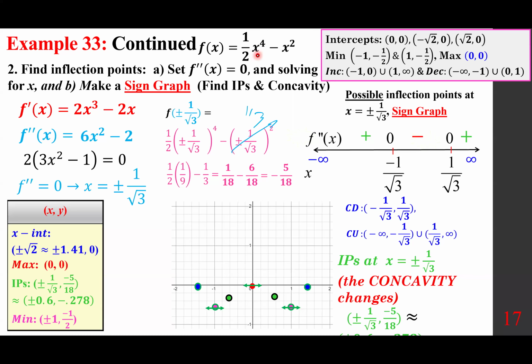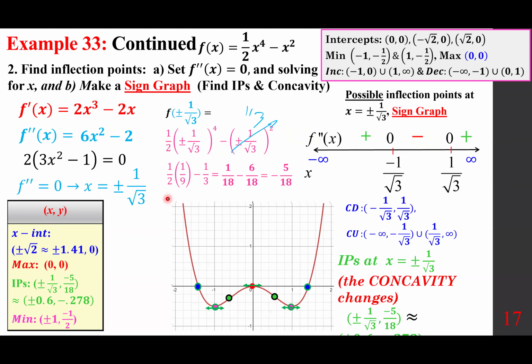Let's go back to the original function, 1/2 of x to the power of 4. X to the power of 4 looks like x squared because the leading coefficient is 1/2 and it's positive. So we are looking at the first and the second quadrant. So the graph looks like that.